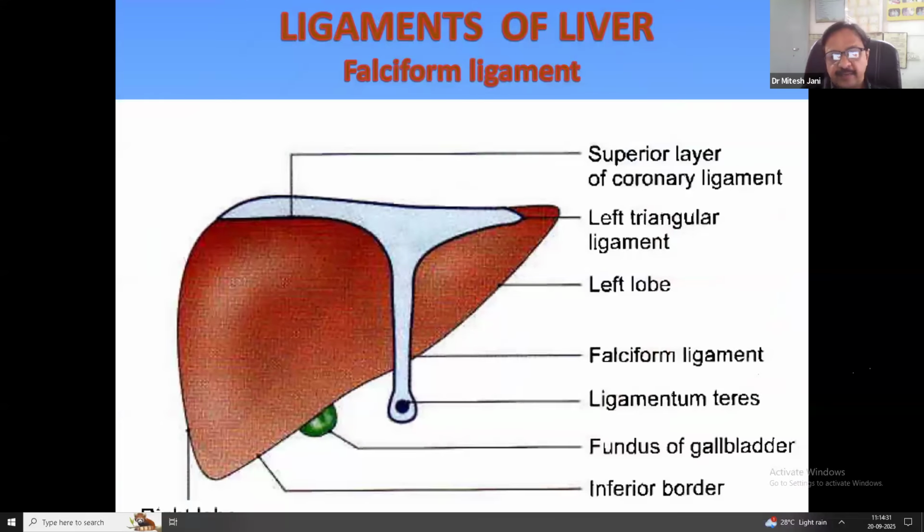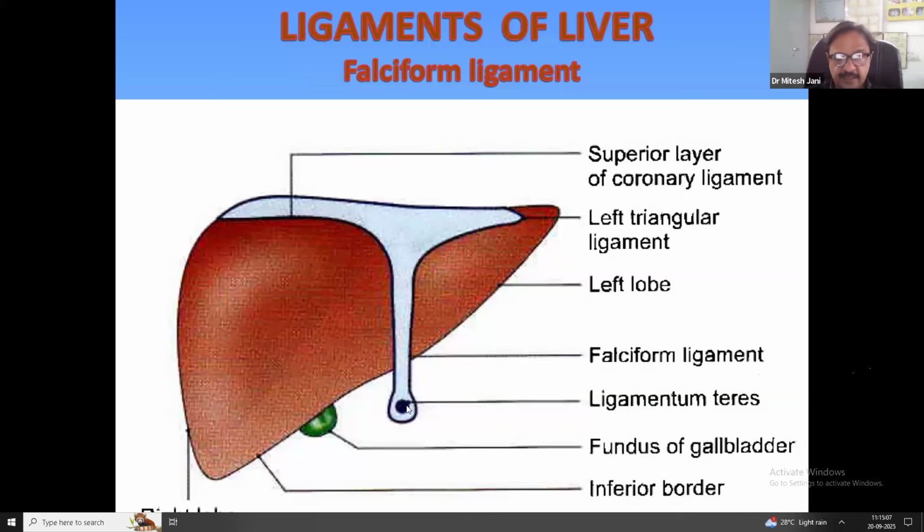Now the peritoneal ligaments. The liver is covered by different peritoneal ligaments. The first ligament is the falciform ligament. There are two layers of the falciform ligament. This is the entire falciform ligament, which separates the right lobe from the left lobe. It is also attached to the undersurface of the diaphragm, and the posterior border of this ligament is free, which contains the ligamentum teres.